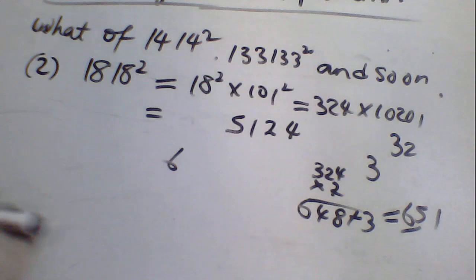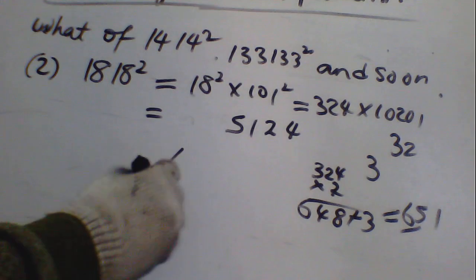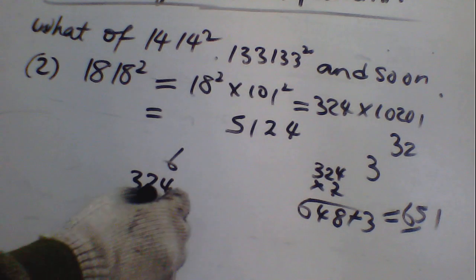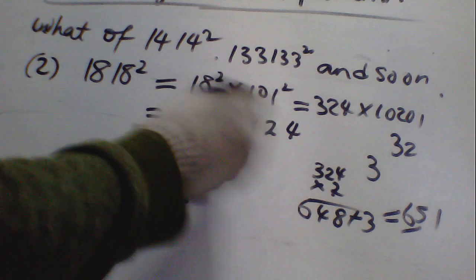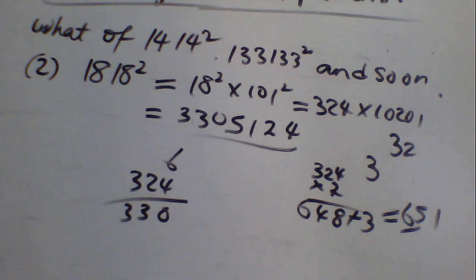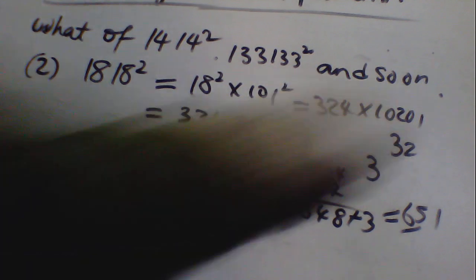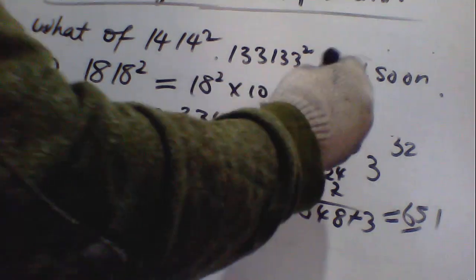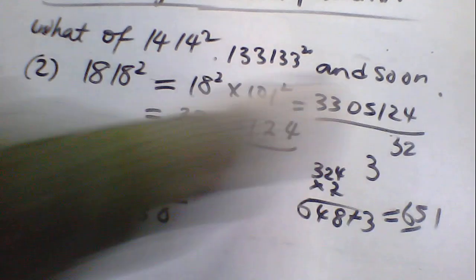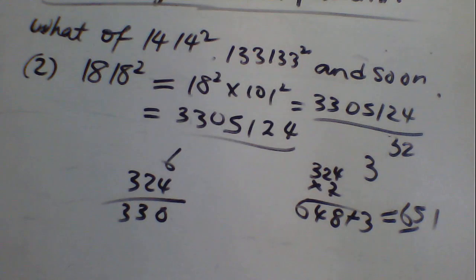324 times 1 is 324. So you add it here. That gives us 0, carry 1, 3, 3. So 3, 3, 0. Very easy. So the square of 1818 is the same as 3305124. So that is very easy using this pattern.